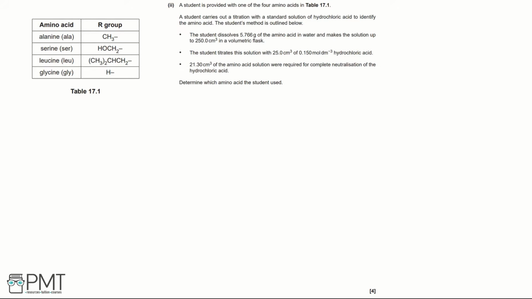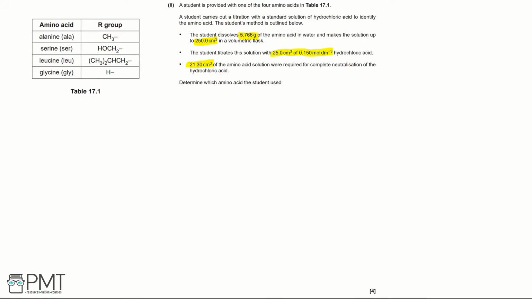Firstly, we need to highlight the key pieces of information in this question. Our first key piece of information is the mass of the amino acid in water that we're going to use to make up the solution. Our second key piece of information is the volume that we make the solution up to in the volumetric flask. Thirdly, the volume and concentration of hydrochloric acid that we use. We're going to use this information to work out the moles of hydrochloric acid we use in this titration. And fourthly, the volume of the amino acid solution that's required for complete neutralization of the hydrochloric acid.